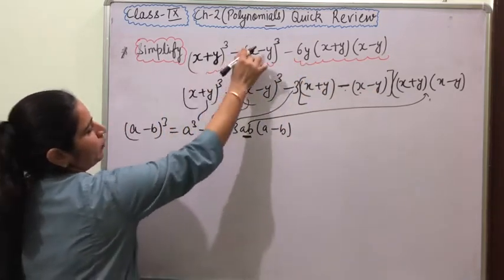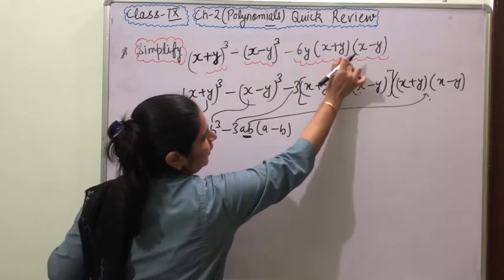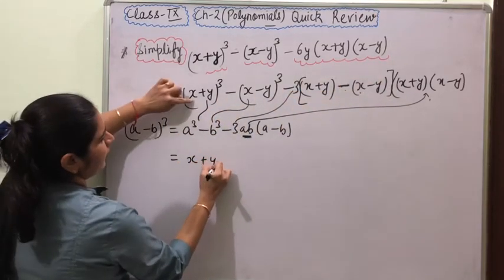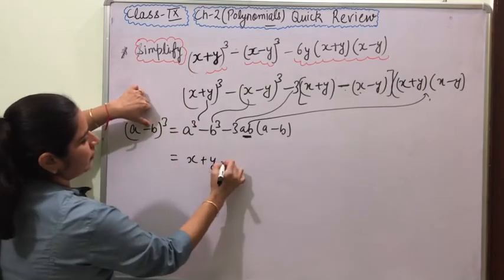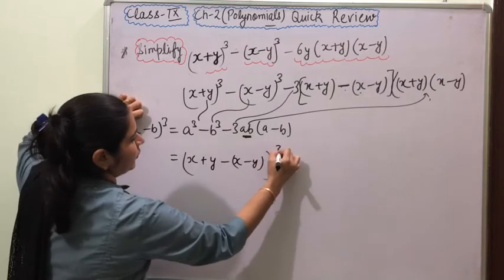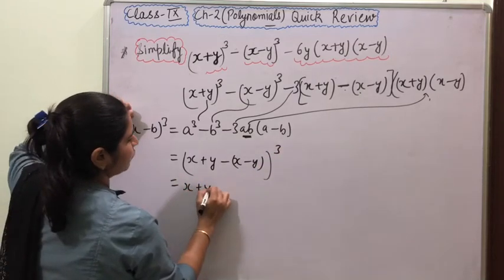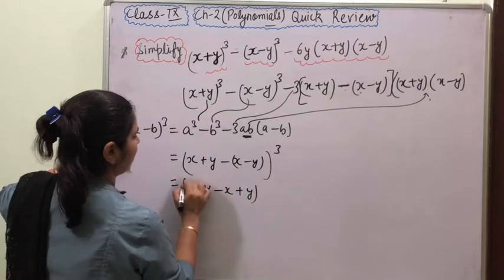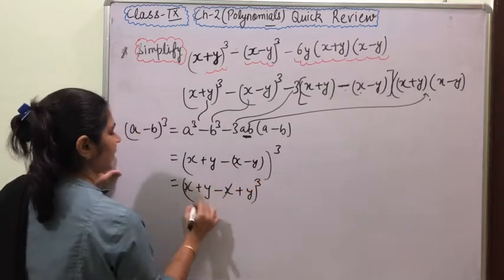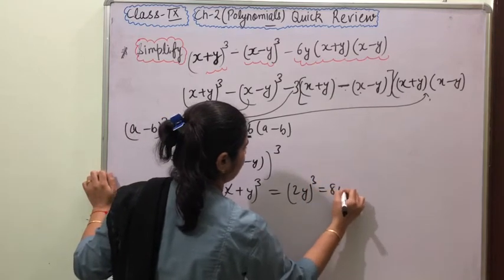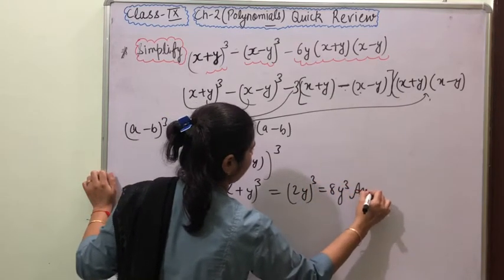a cube minus b cube minus 3ab into (a plus b) is equal to (first term minus second term) whole cube, which is equal to (x plus y minus x) whole cube... x and x cancel, (2y) whole cube, which is equal to 8y cube. That is the final answer.